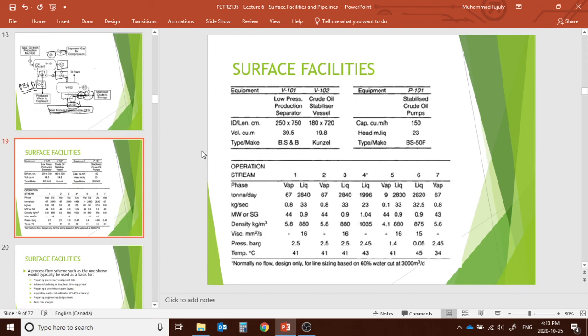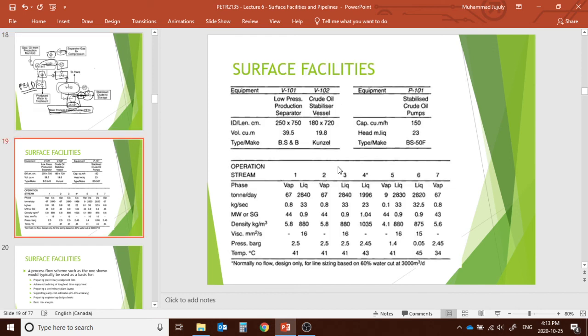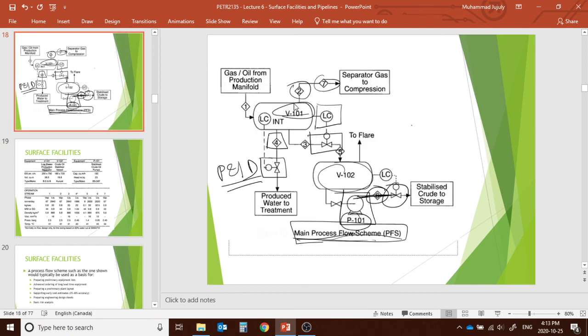Okay, so for instance, here it is given an example: V11, this is vessel 11, this is vessel 102. So vessel 11 is the low pressure production separator. Okay, this is a low pressure production separator.